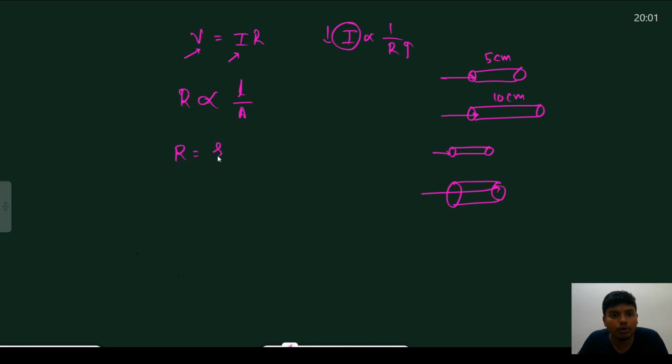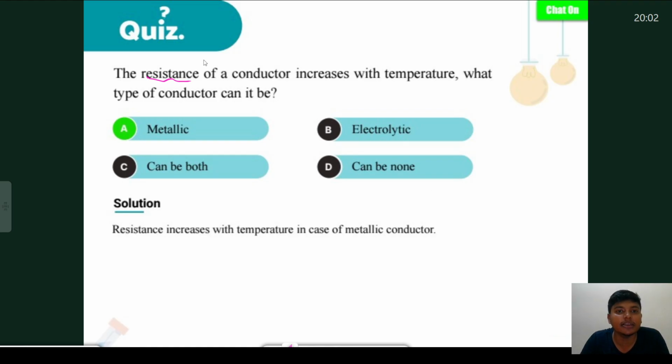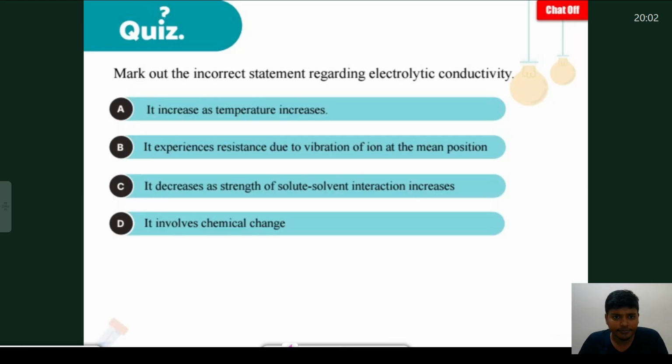So here you can write R equal to rho into L by A. Rho is called resistivity or specific resistance. Now 1 by R is known as conductance G. I'll talk about this more later. Just simply, 1 by R equal to G. So what should I write? G equals 1 by rho into A by L. Here 1 by rho is known as conductivity, kappa, into A by L. So that's the thing. Resistance is inversely proportional to conductance. Okay. Till next question.